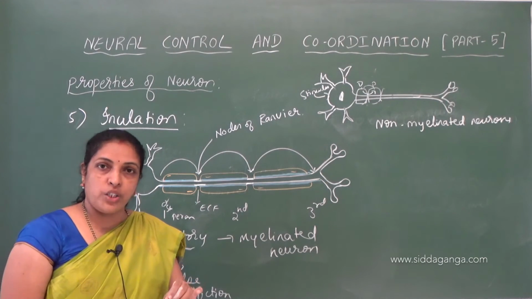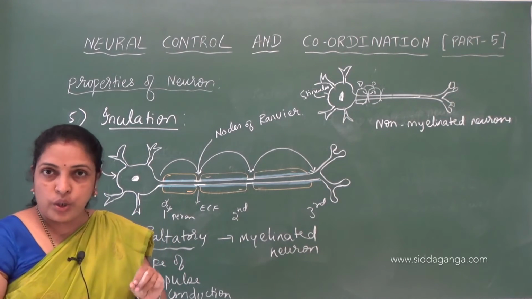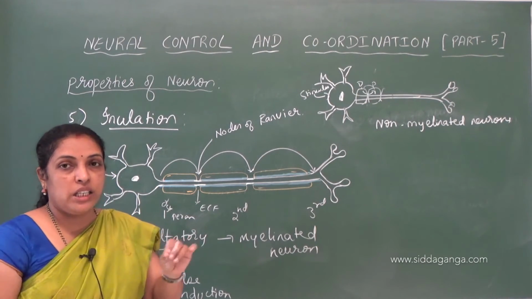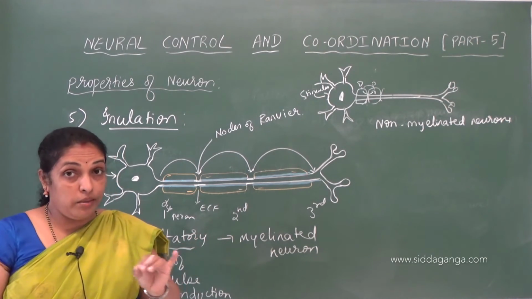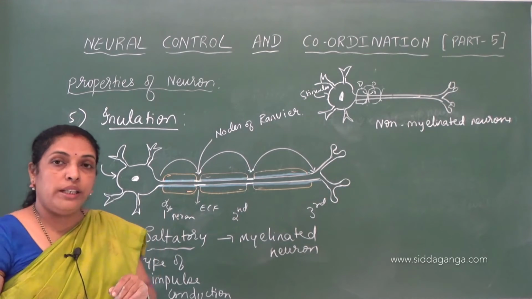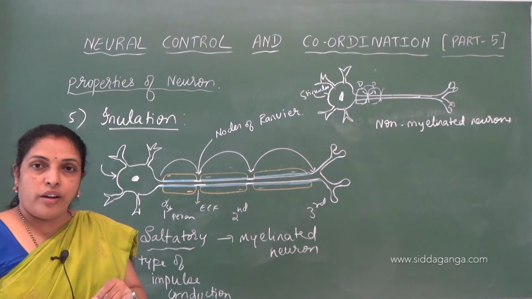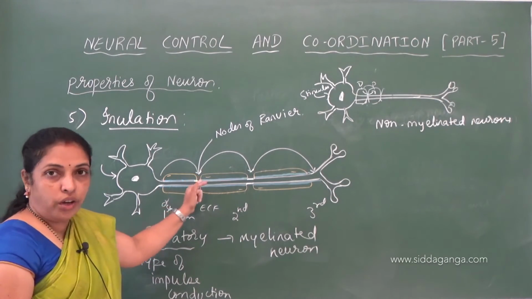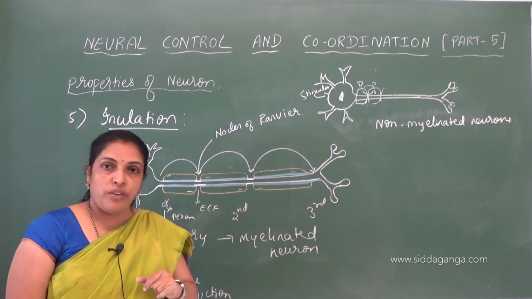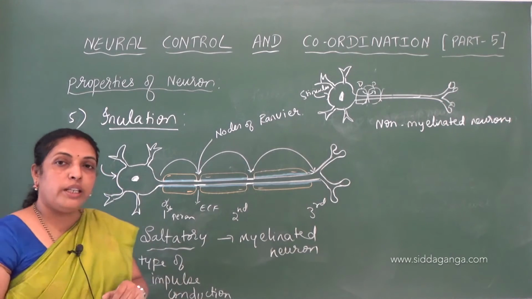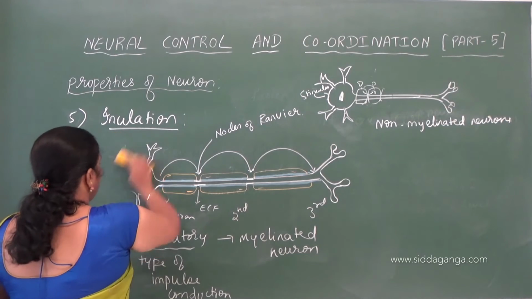What you need to know is that faster rate of impulse conduction is seen in myelinated neurons and delay in conduction is seen in non-myelinated neurons. Saltatory type of nerve conduction is seen in myelinated neuron and it is not seen in non-myelinated neuron. They may ask again, what is saltatory type of conduction? So there is jumping of nerve impulse or action potential from one node of Ranvier to another node of Ranvier. That is nothing but saltatory type of nerve conduction. So that is about insulation and conduction.